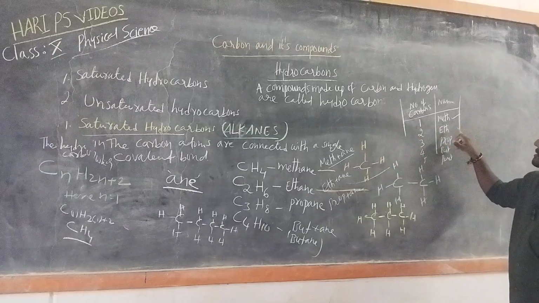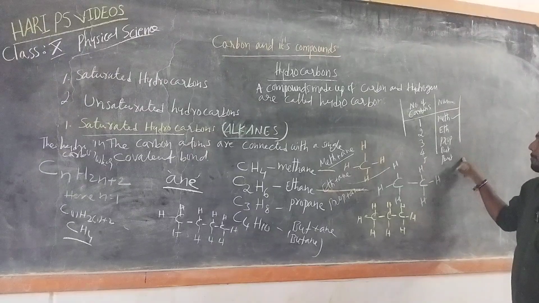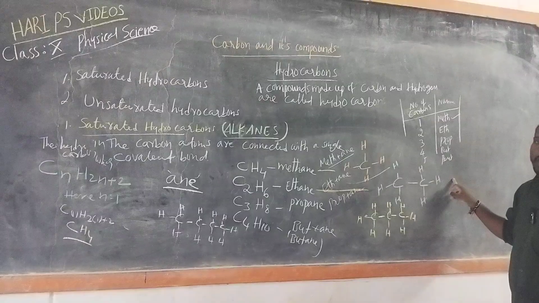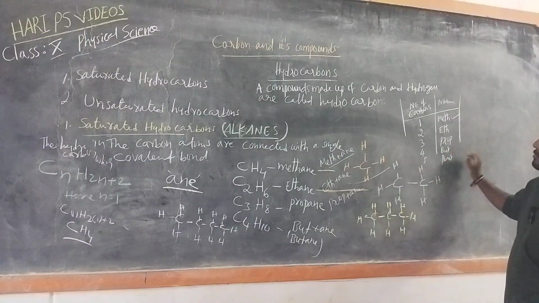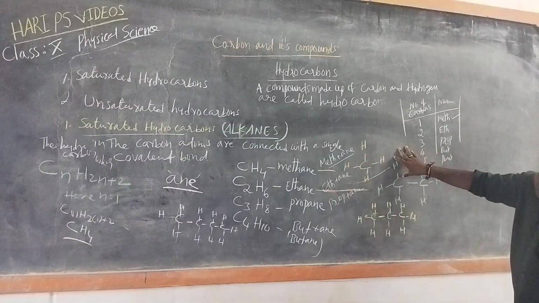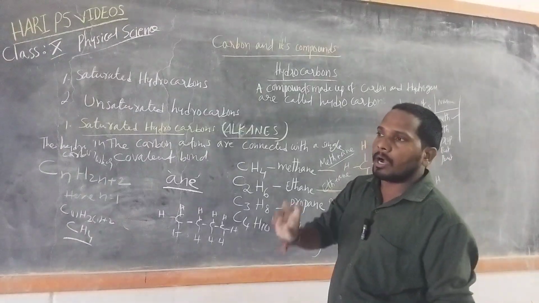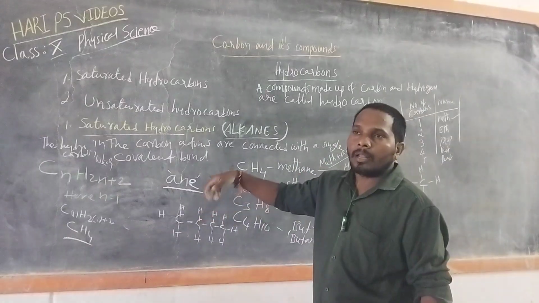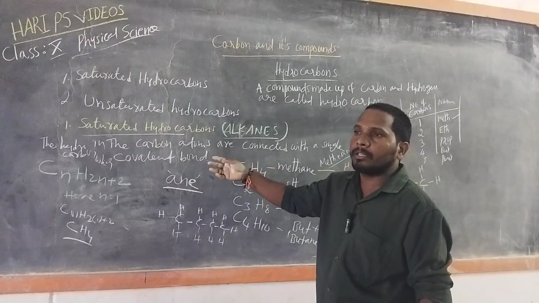2 carbons eth, 3 carbons prop, 4 carbons but, 5 carbons pent, 6 carbons hex, 7 carbons hept, 8 carbons oct, 9 carbons non. Like that we need to write. So any alkane or hydrocarbon ends with the term ane. All are saturated hydrocarbons, and that particular hydrocarbon ends with ane.